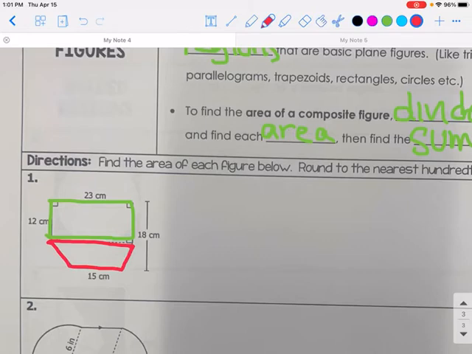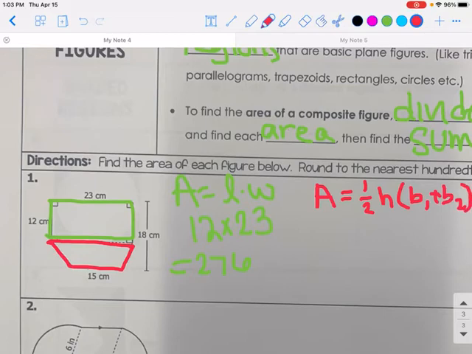We know the area of a rectangle is length times width, which is, for the green, 12 times 23. And that gets us 276. Then I focus on the red trapezoid. Area is equal to 1/2 the height, and remember we add the two bases together. So 1/2.